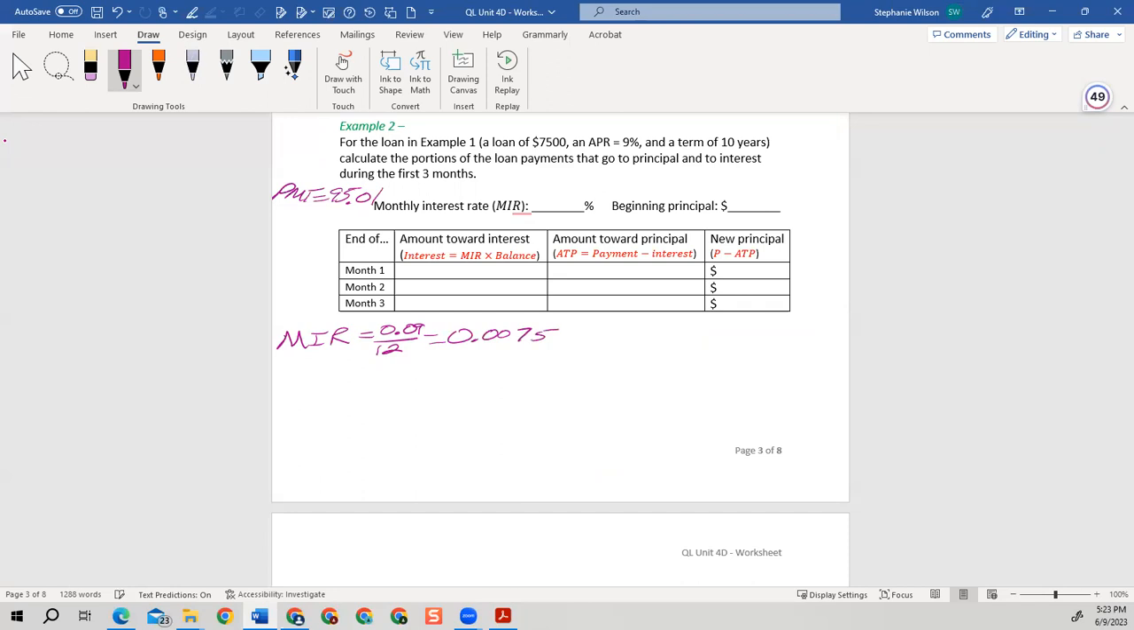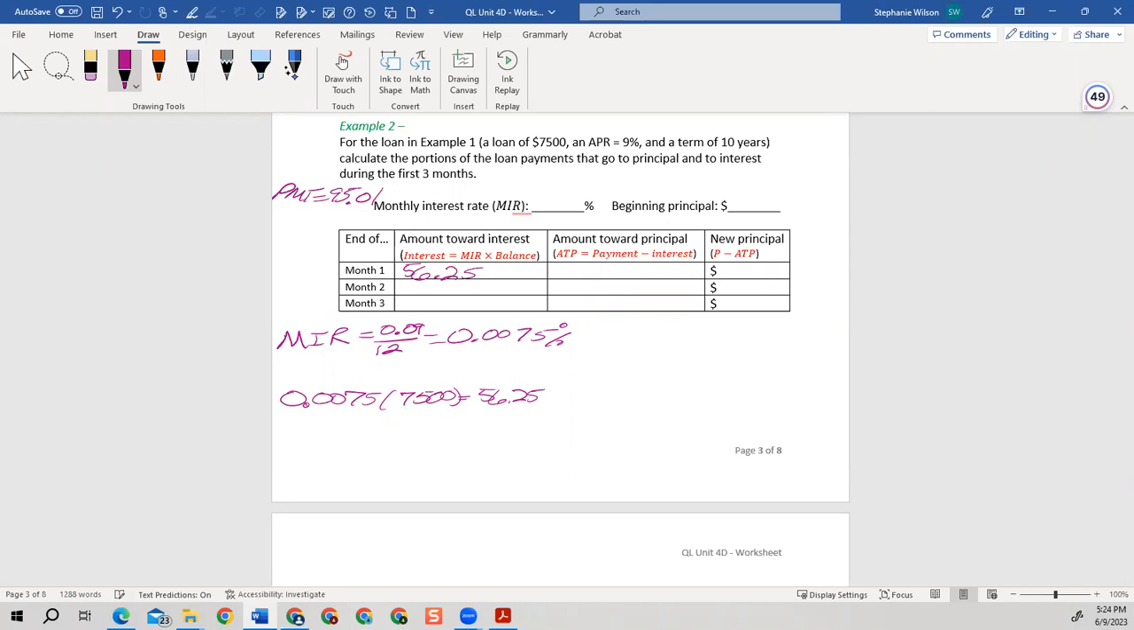So we're going to use this percentage here. And we know what the beginning balance was. So now I want to calculate the first month, the second month, and the third month. On the first month, I'm going to take this 0.0075 and multiply it by the 7,500. When I do, I get 56.25. That's how much interest you're going to pay the first month.